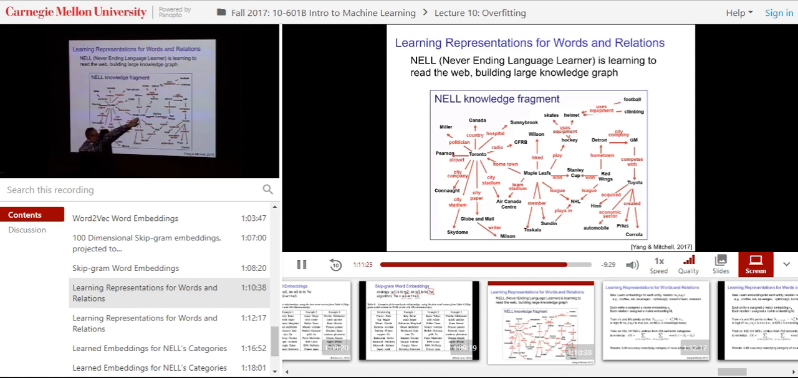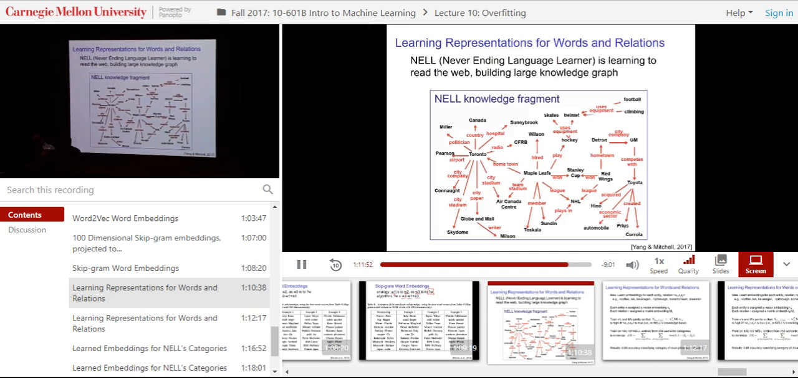Like it believes the Maple Leafs is a noun phrase that refers to a team that won something called the Stanley Cup. And so did the Red Wings, whose hometown is Detroit, which has a company called GM, which competes with Toyota, etc. So Nell has built up a knowledge base with over 100 million of these kind of triples in it at different levels of confidence. Here I'm displaying just high confidence ones.